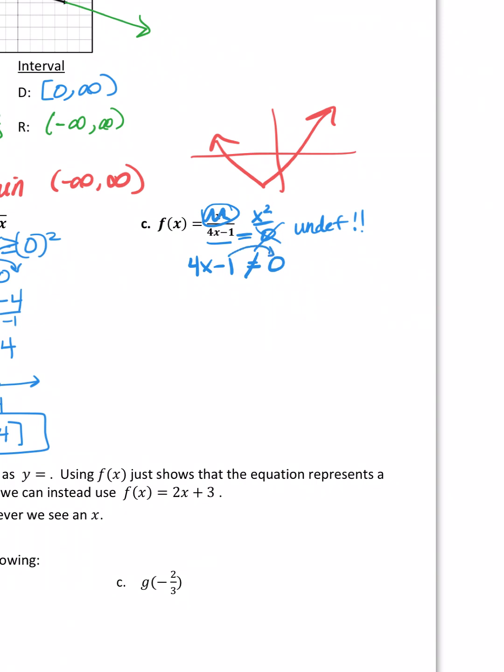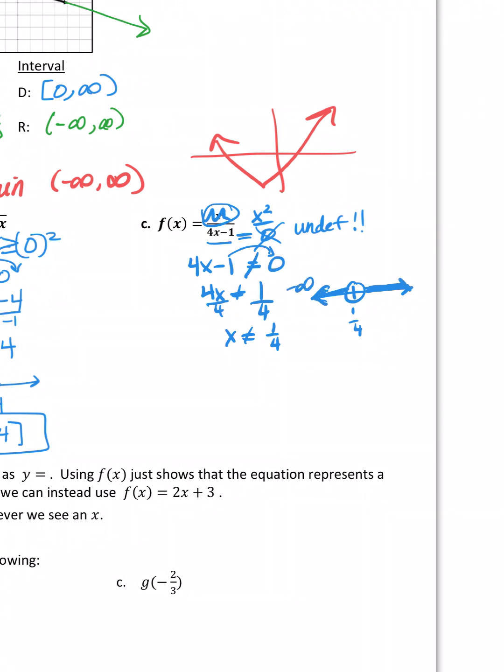Well, let's just solve this. So 4x cannot equal 1. So divide by 4. That means x cannot equal 1/4. That's where it breaks up. So then think of your number line. If here's 1/4, it cannot equal that, but everything else in both directions is fair game.